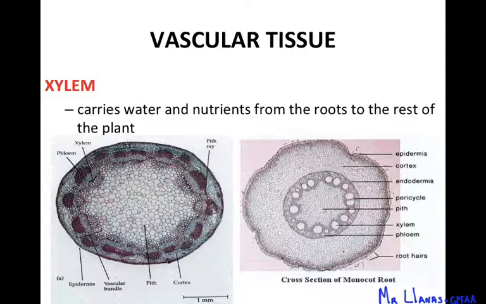Okay. The other tissue is xylem. Xylem carries water from the roots to the rest of the plant. Okay. Now, water and nutrients.